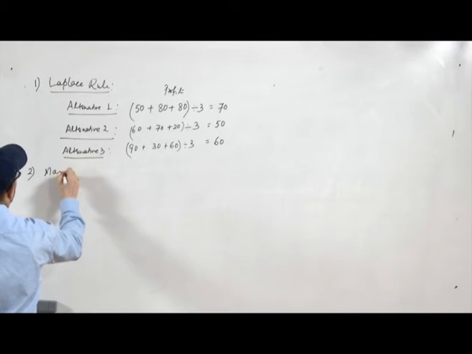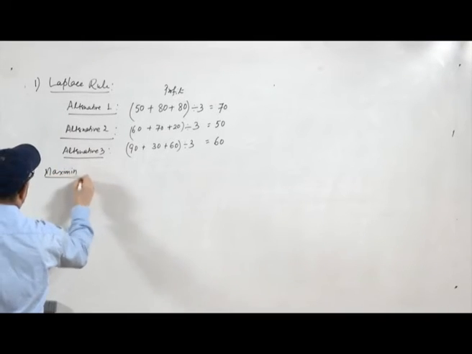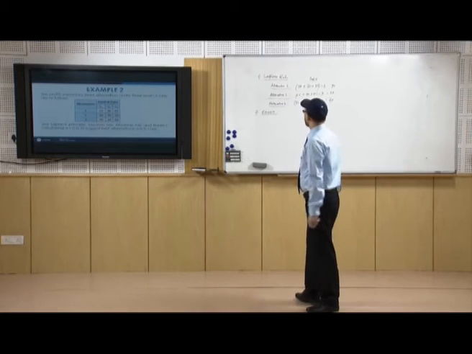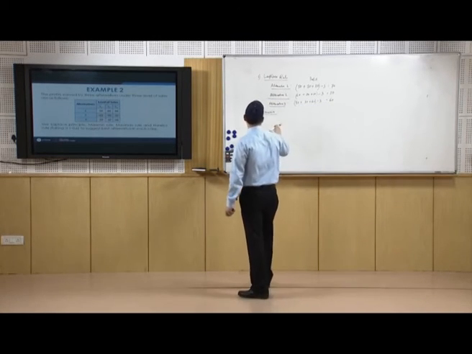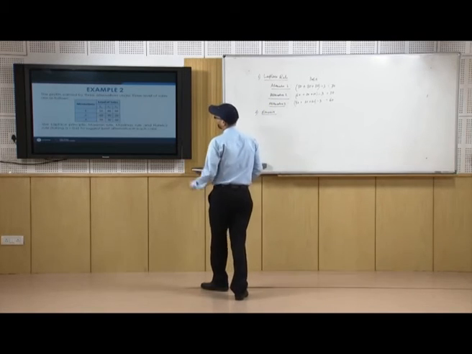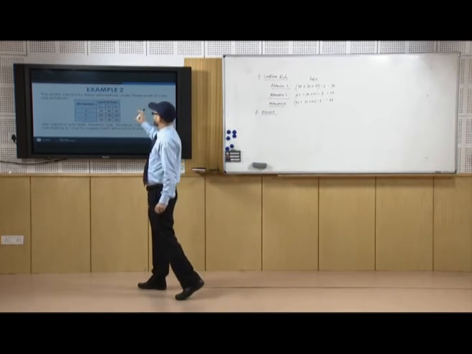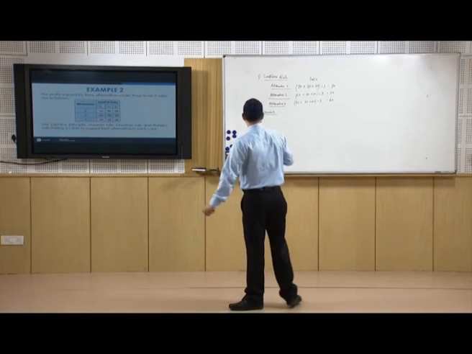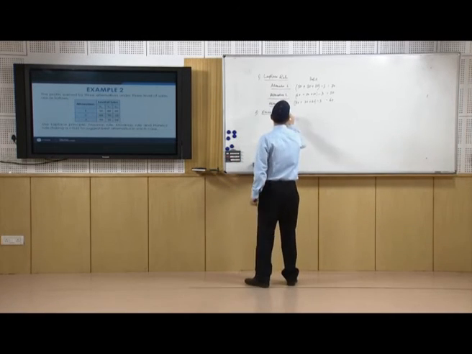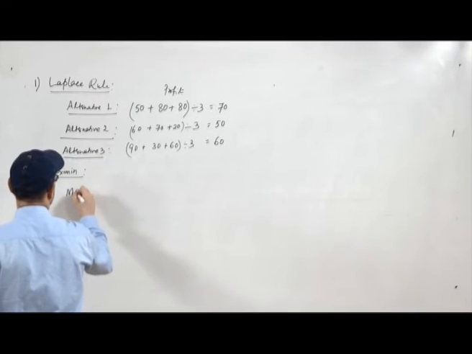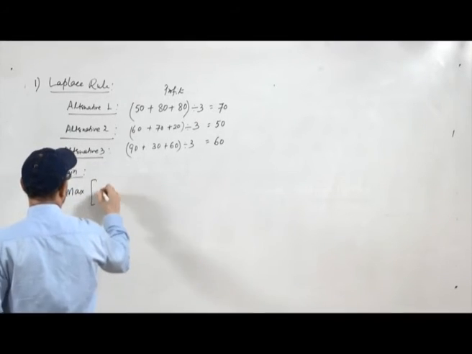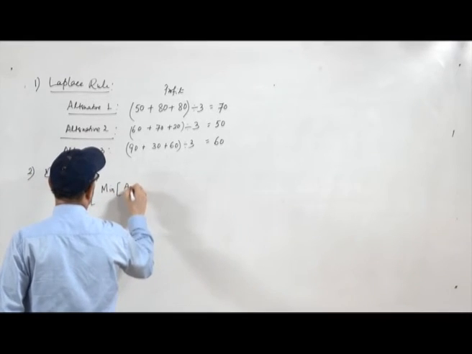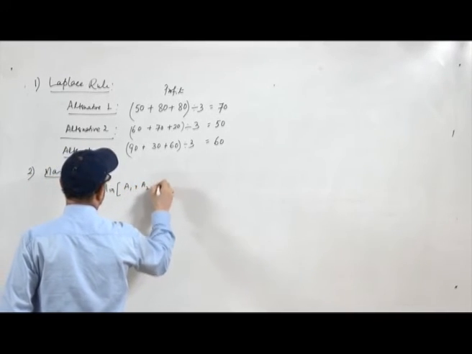Using Maximin. Now, in the Maximin, what we do is take the maximum value of the minimum profit given by each of the alternatives. So, it will be the maximum of the minimum by alternatives A1, A2 and A3.